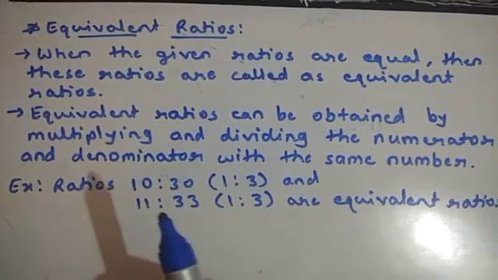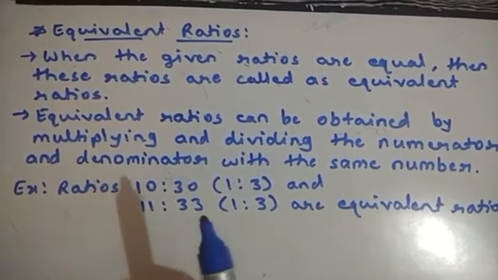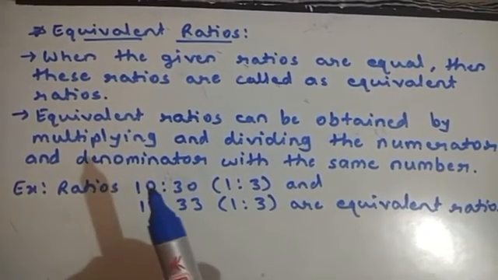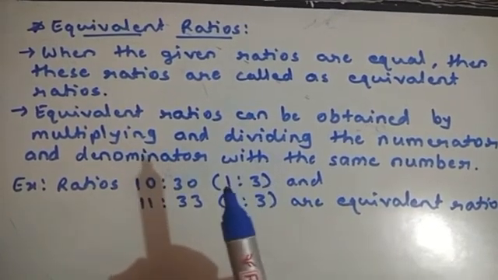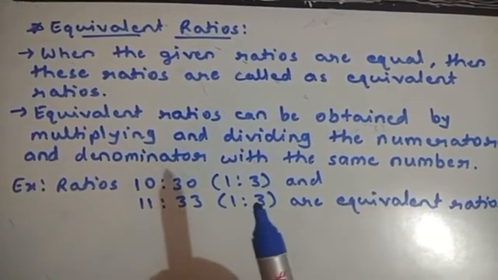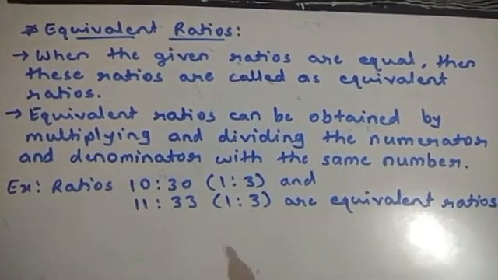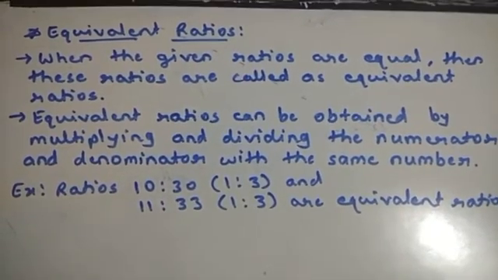And 11:33 will become 1:3, as both numbers when we divide by 11, it will become 1:3. Therefore, we can see here 10:30 and 11:33 when we reduce to its lowest term, they will become 1:3 and 1:3. Therefore, they are same. Yes or no? Therefore, these are equivalent ratios. 10:30 and 11:33 are equivalent ratios.